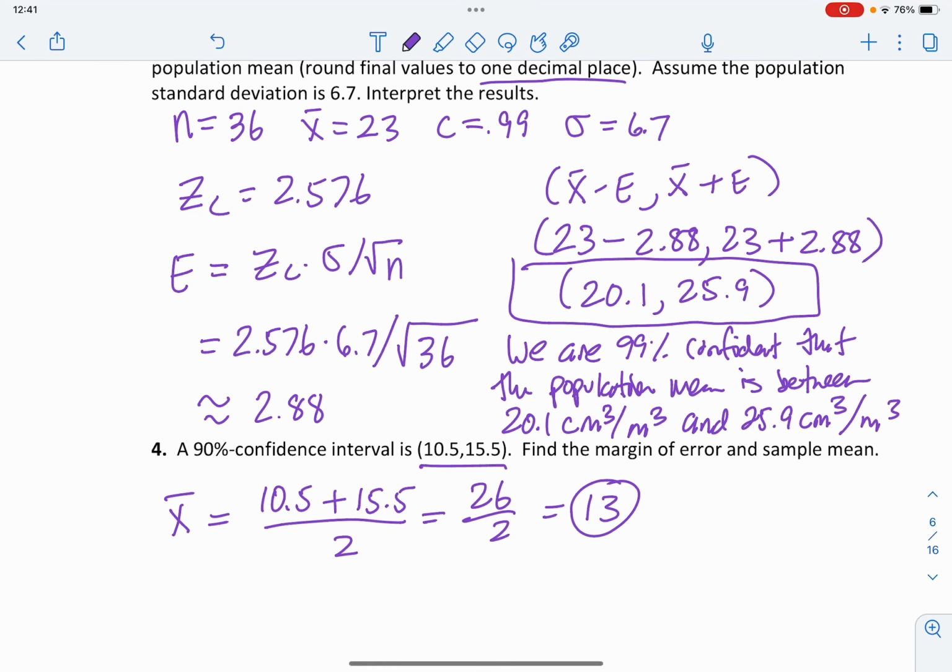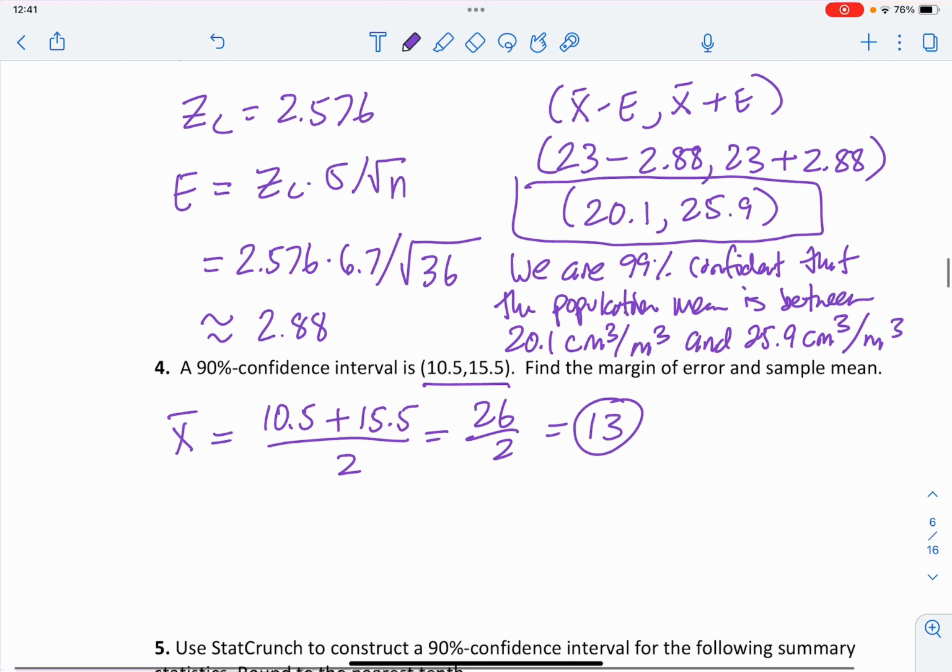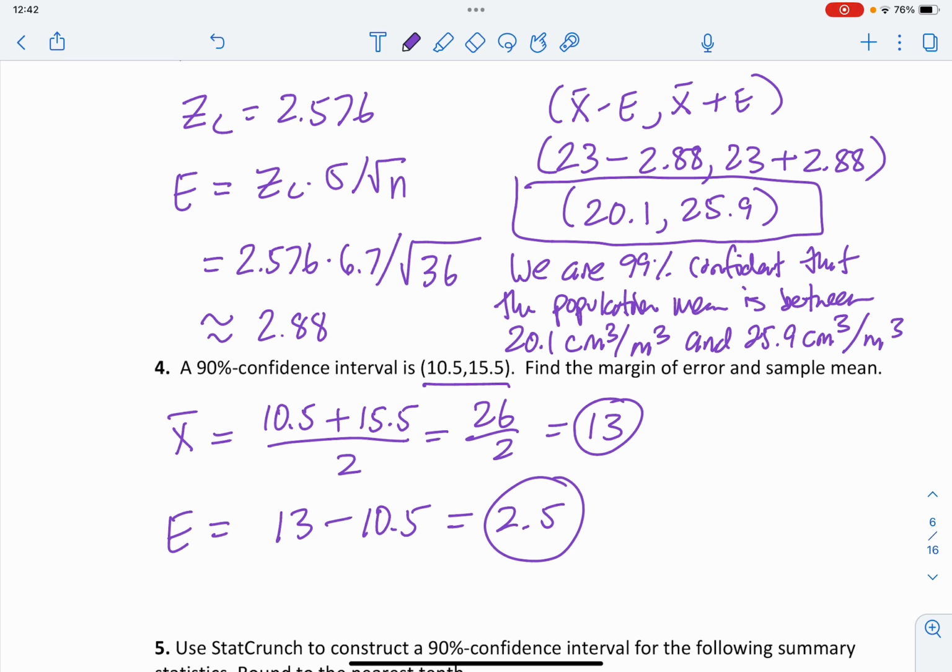13. All right. And then where's the margin of error? Well, the margin of error is always the distance between the middle and either of the 2 endpoints. So what I'll do for that one is I'll just take that middle and I'll subtract the first point. And that will give me the distance between the 2 of them. That's the margin of error. Okay. So another way to say confidence interval is you could say, well, it's 13 plus or minus an error of 2.5, right? With a margin of error of 2.5.